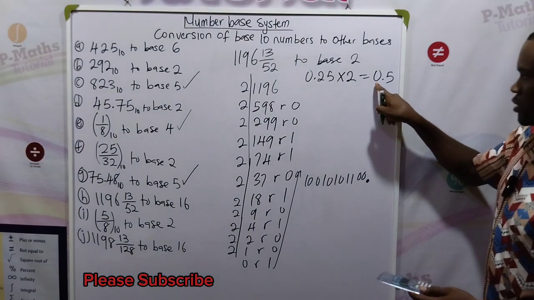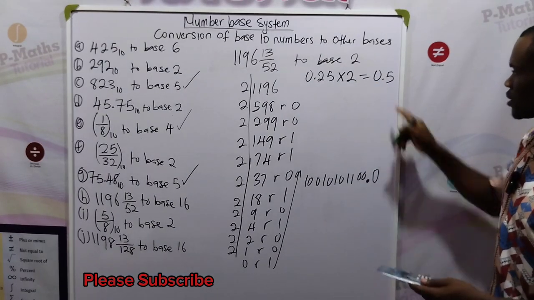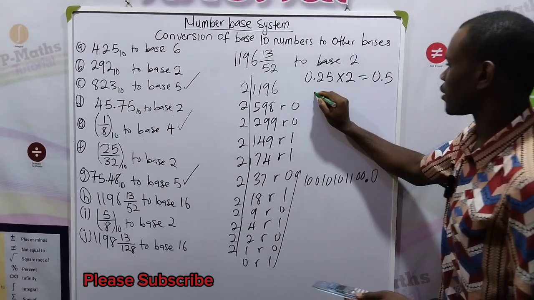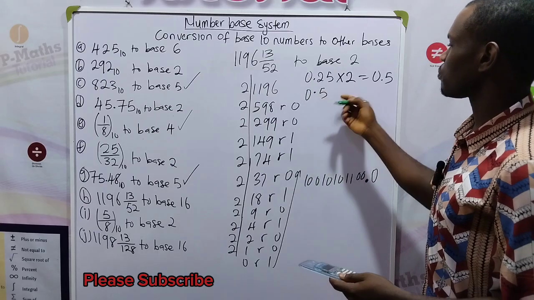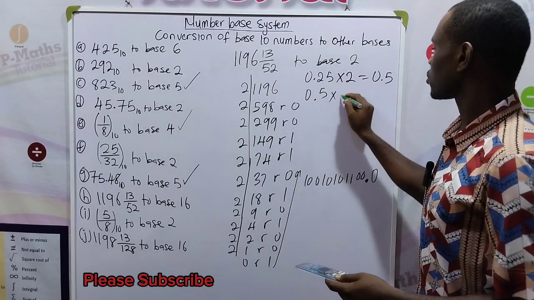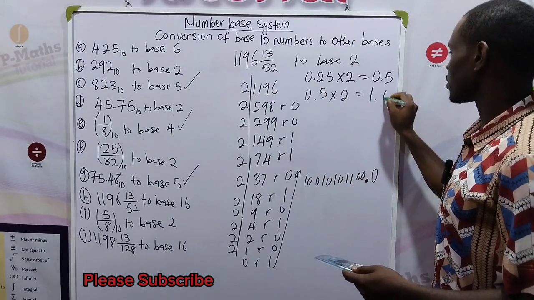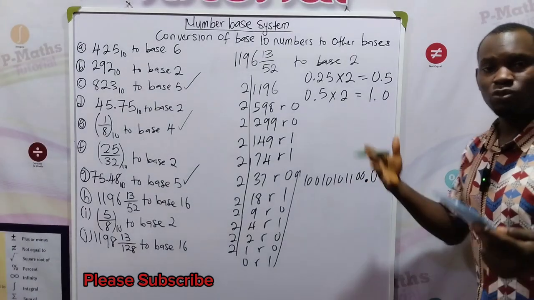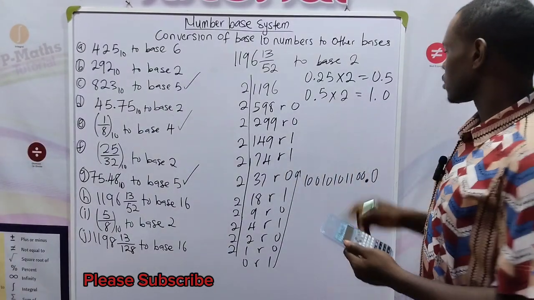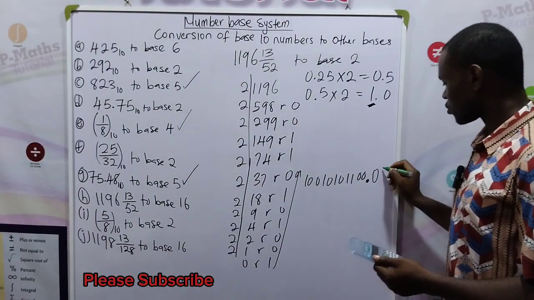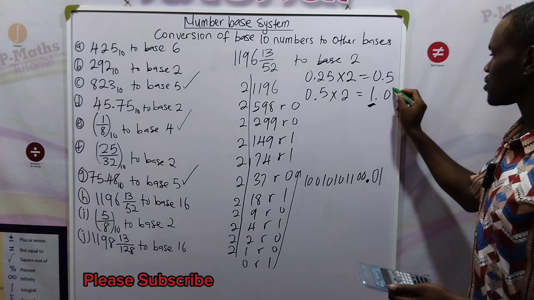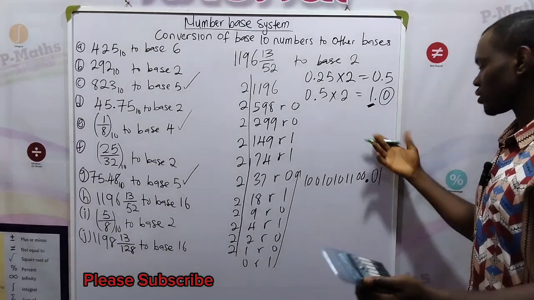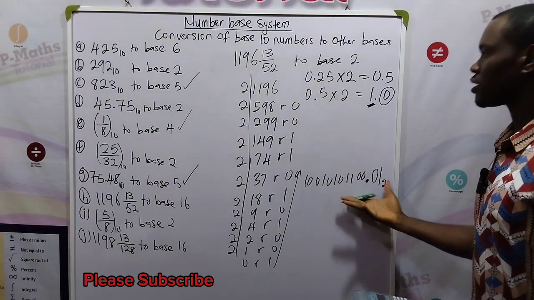Take the whole number part, which is 0, and put behind the point. Take down the 0.5. Multiply by 2 again, you have 1.0. Or you could just see 1 in your calculator. Now, taking the whole number part, which is 1, we add it up here. We already have 0 here, so we cannot multiply further. Therefore, this becomes our answer.